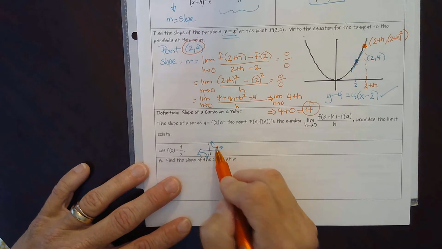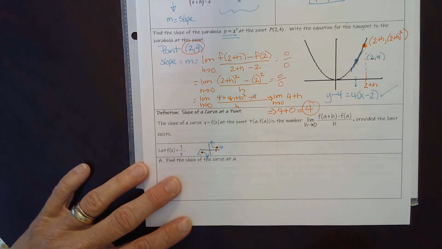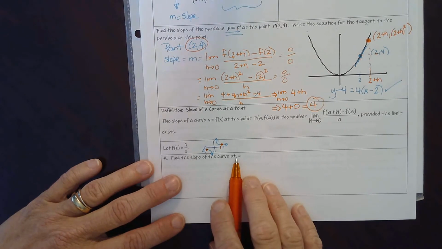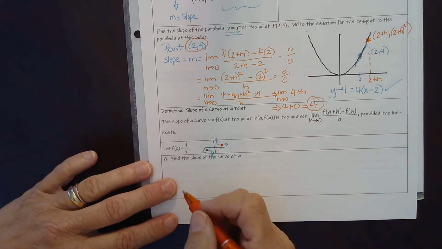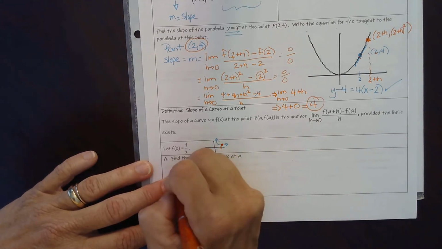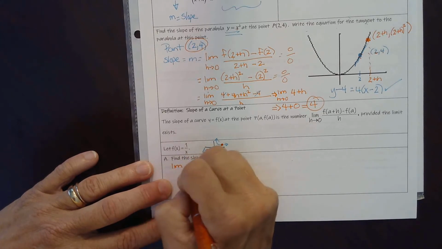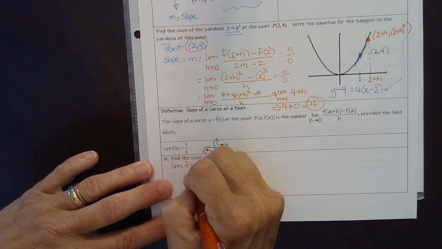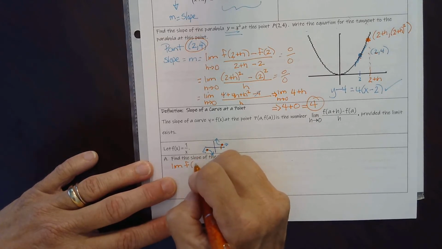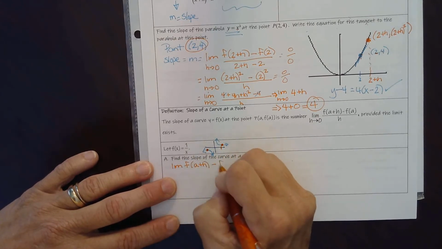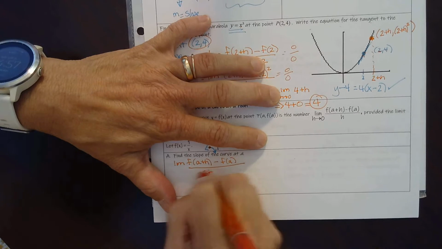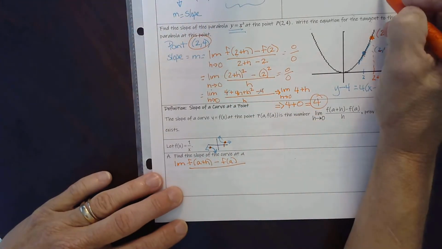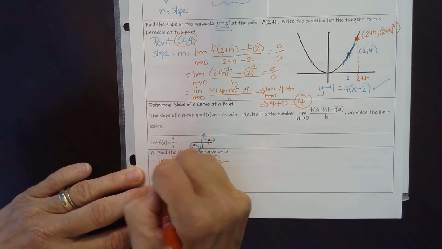A could represent that point right there. It could represent this point right here. So if I want to find the slope of the curve at x equals a, then I know that I can calculate the limit of f of a plus h minus f of a, divided by h, as h approaches 0. I know what it's going to simplify to.